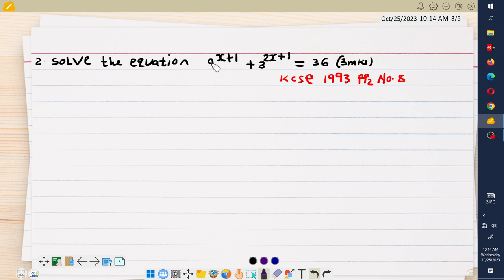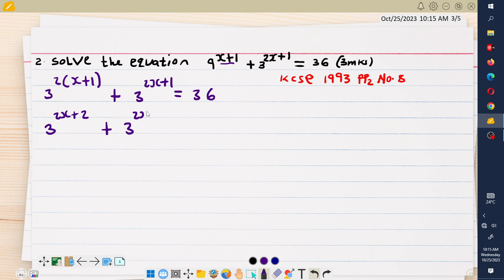For this particular question, I'm going to start by expressing 9 to a base of 3, because I also have 3 to the power of 2x plus 1. So 9 is the same as 3 to the power of 2. Then of course I had x plus 1 on the power, so this will be 2 times x plus 1. Then I add 3 power 2x plus 1, which should be equivalent to 36. If I open the brackets on the power side, I'll have 3 to the power of 2x plus 2 times 1, you are going to get 2, then plus 3 power 2x plus 1, and this is equivalent to 36.